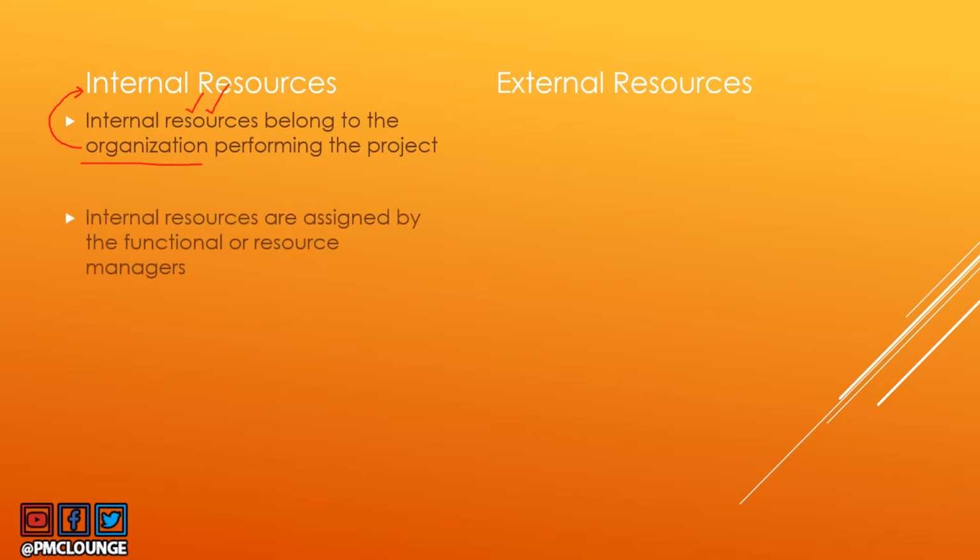Now, internal resources are assigned by functional or resource managers. So in a matrix environment, you already know there is a functional manager who has a team that performs a certain function, and you will go to that functional manager, ask for certain resources, and they are going to assign those resources to you. Similarly, when you need physical resources, there will be resource managers that you need to reach out to. So internal resources are assigned by these two types of managers.